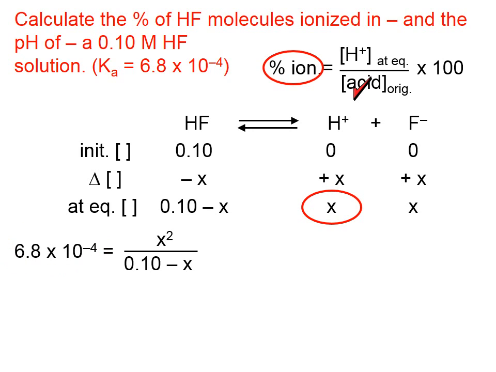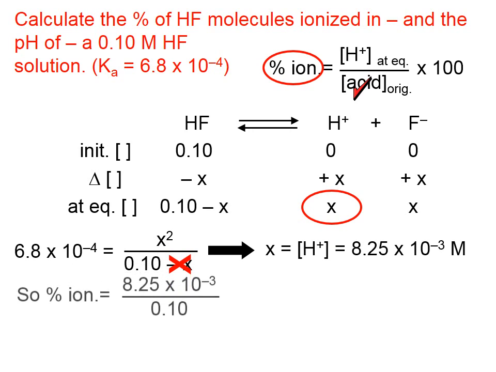to our Ka. We talked in an earlier lesson that if the power of 10 on the K value is -4 or smaller, and when I say -4 or smaller, I mean -4 or -5 or -6 or -7, -8, -9, and so on. With -2 and -3, you cannot use this shortcut. But if the power of 10 on the K value is -4 or smaller, then you can use the shortcut, which says that in the denominator, x is very tiny, so 0.1 minus something very tiny is essentially 0.1. So this is very easily solved for x. I trust you can do that.